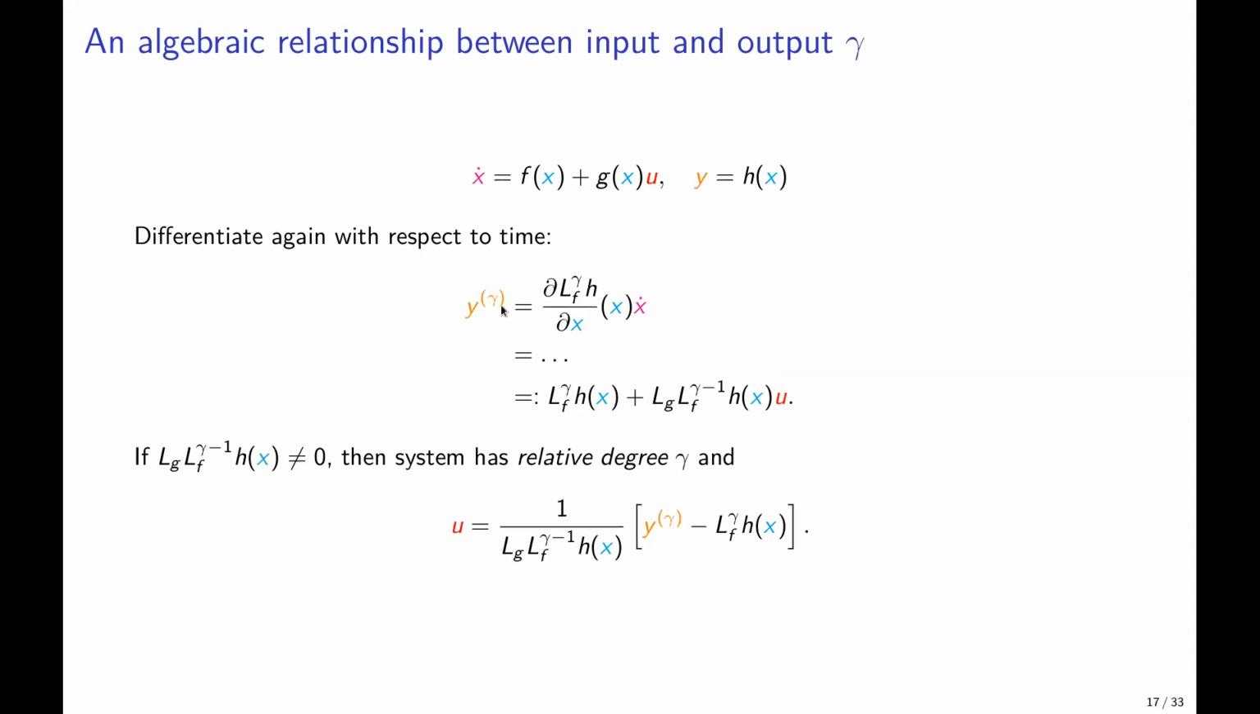So in general, we say that a system has some relative degree gamma if all of these terms in front of U up to gamma are 0. And then at that point, we can reformulate or solve for U and get this little equation, and that's where all the magic happens.